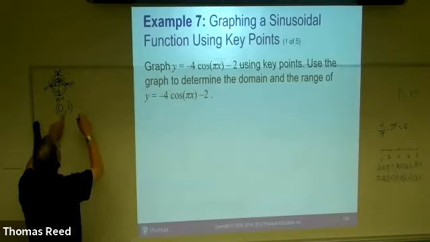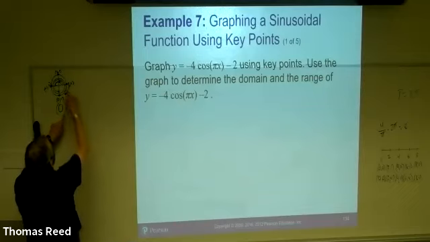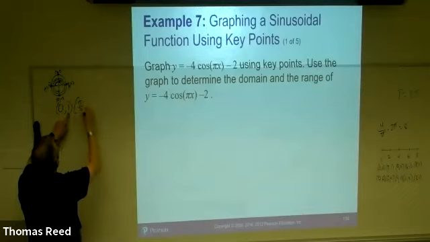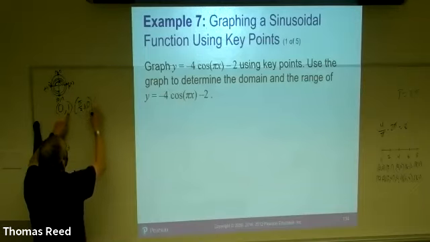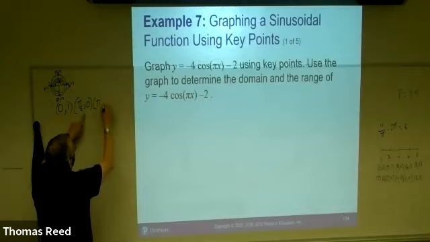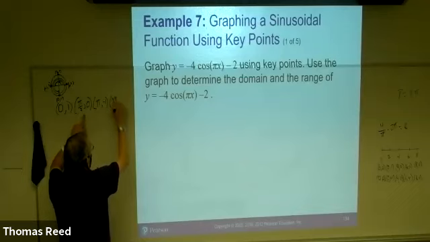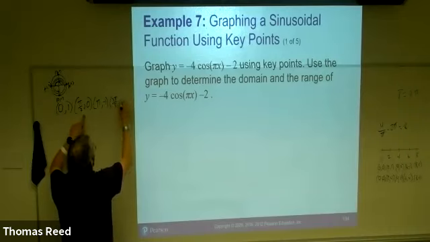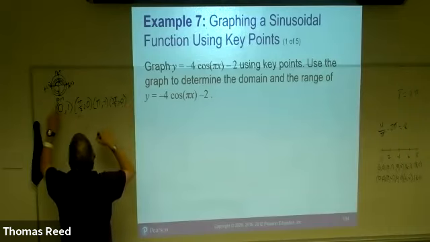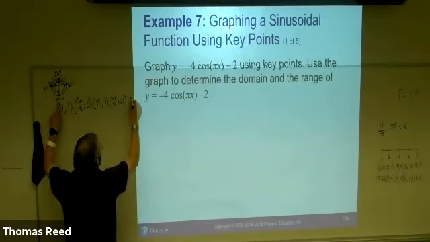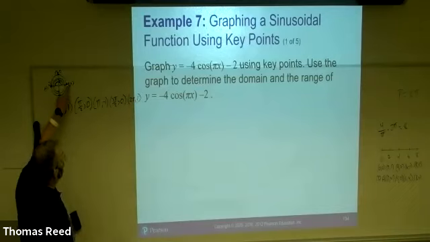So for angle 0, the x value is 1. For the angle pi over 2, the x value is 0. For the angle pi, the x value is -1. For the angle 3/2 pi, the x value is 0. And for 2 pi, we're back to 1, the x value.